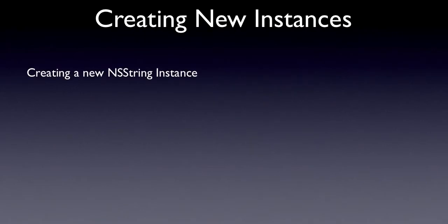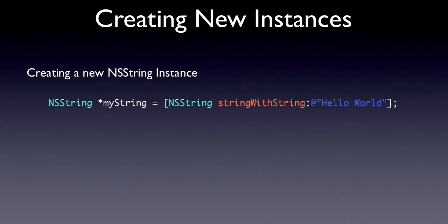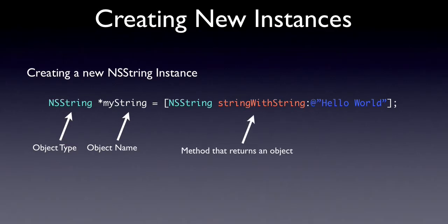Now, in order to create a new instance, you need to call a method that returns an object. In this case, we're creating a string using the string class method. Now, how this works is you have NSString, which is the object type. You have myString, which is the object name, and then you have the string method, and that method returns an object that then goes into the instance called myString, which is whatever you name it.